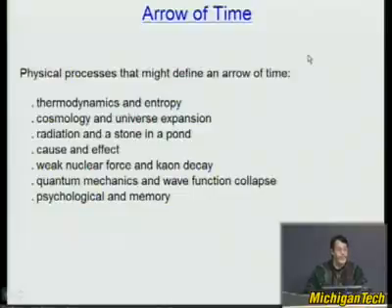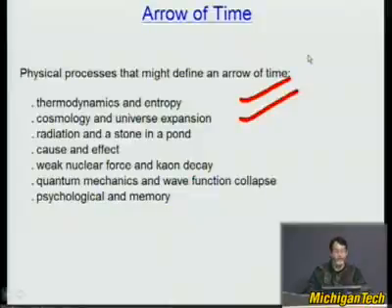So there are, people think, a bunch of physical processes that might define an arrow of time, where an arrow of time means you know which way to run the movie. Thermodynamics and entropy, like just shown. Cosmology and the universe expansion might. The universe is expanding now, so you just point the arrow of time and the universe is still expanding.